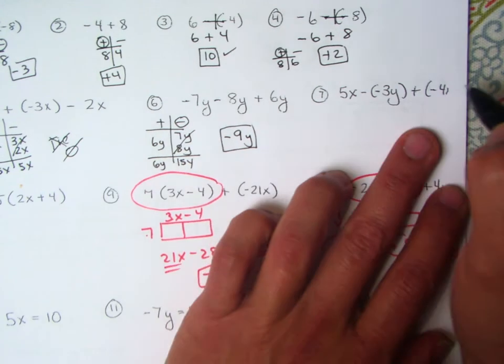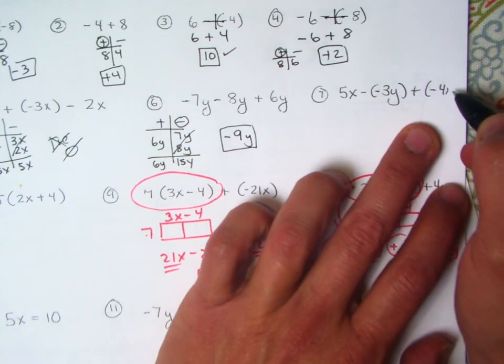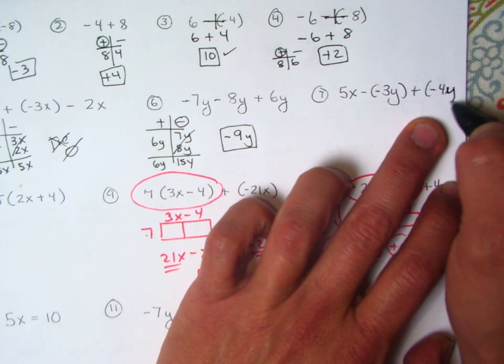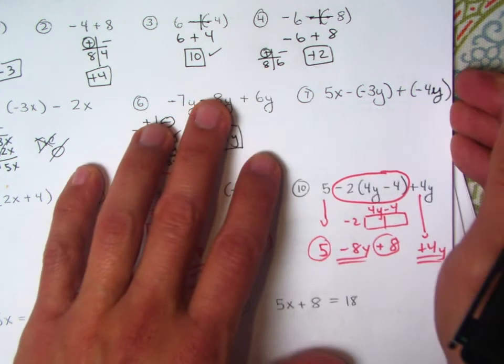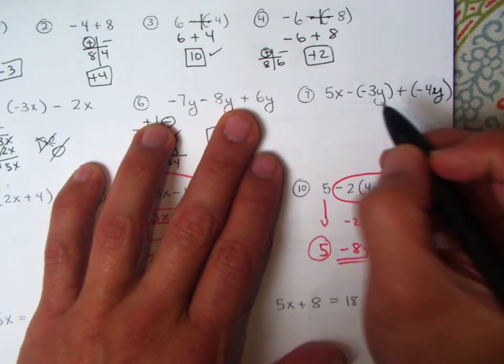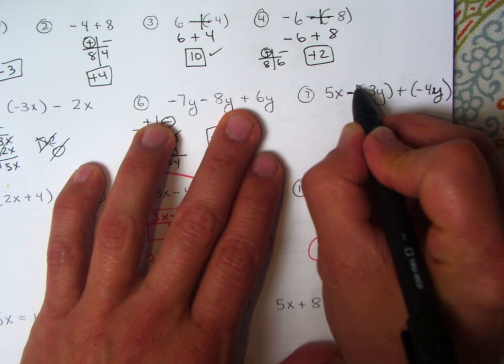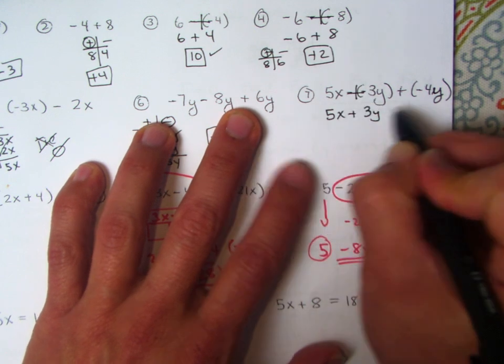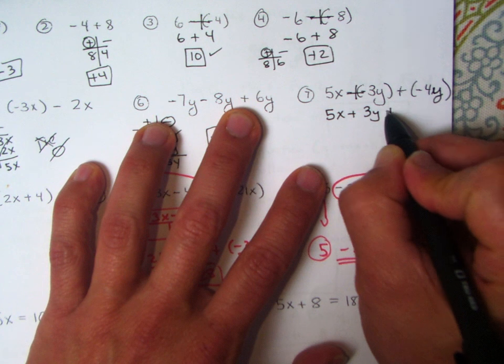Nice. This one here, I don't even know what it was. I think it was probably, let's put a y. Alright, let's just put a negative 4y. So here we go. Negative, negative is a positive. So we got 5x plus 3y. And then that's plus negative 4y.